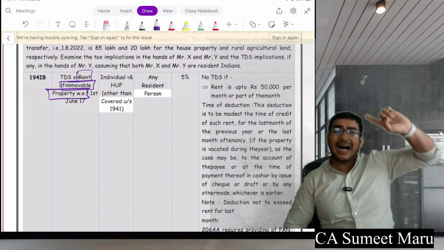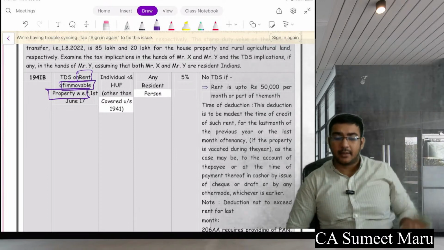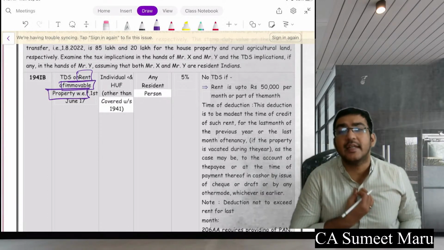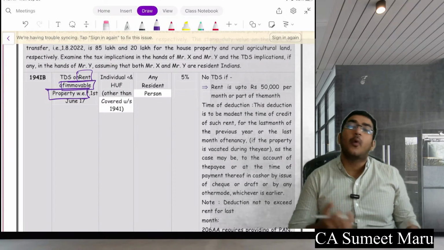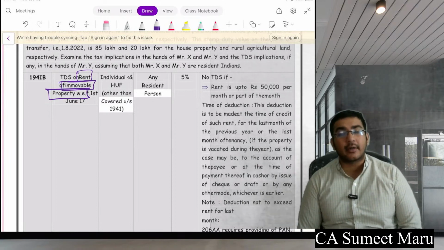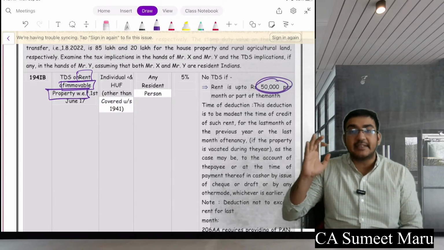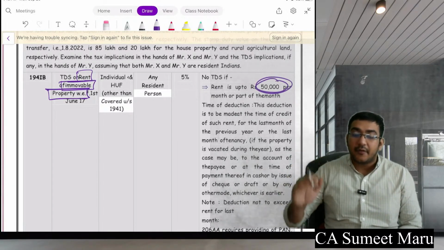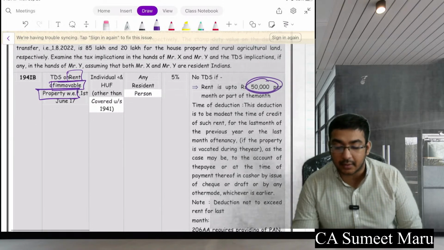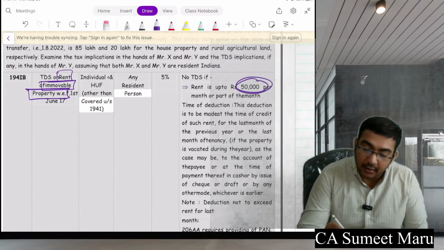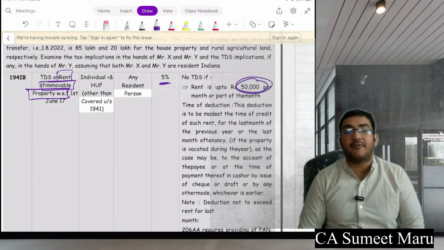Now, see, this was for the one to whom audit is applicable. If an individual like me, to whom audit is not applicable, pays rent above 50,000 per month, which is something very substantial. If rent is above 15,000 per month, then TDS will be applicable at 5%.